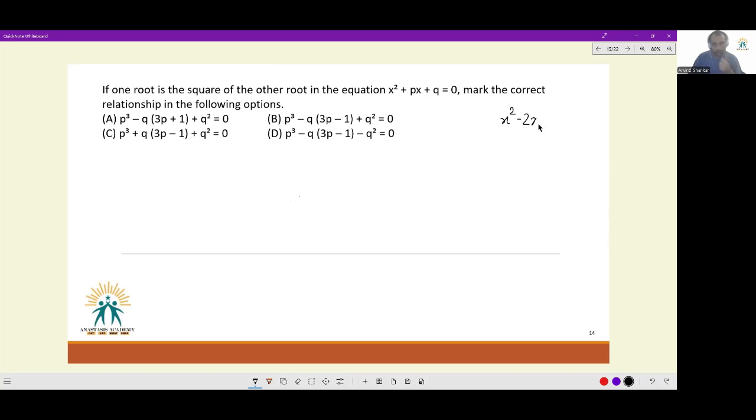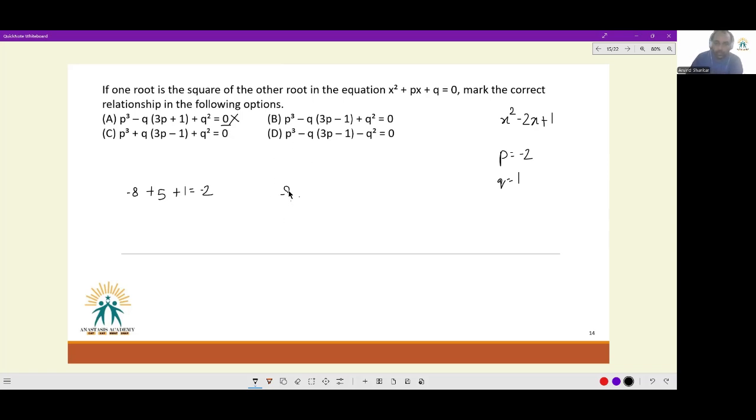So the expression would be x square minus 2x plus 1. P is equal to -2, Q is equal to 1. So I'll find out P cube. It is -8. The second is Q into 3P plus 1, 3P minus 1. 3P plus 1 will be -5. But it will turn to +5, plus Q square is 1. This gets us to -2, but I wanted 0. This doesn't work. Let's go for the second expression.